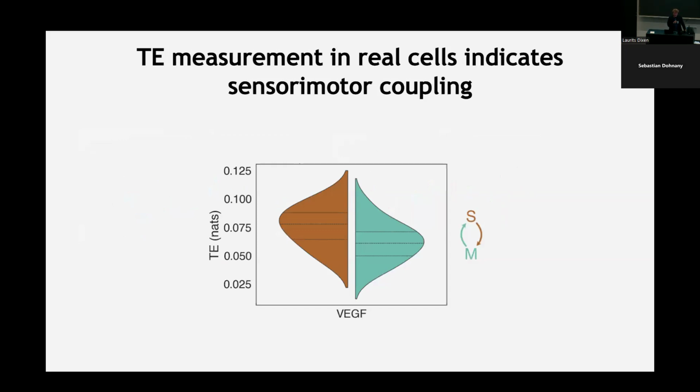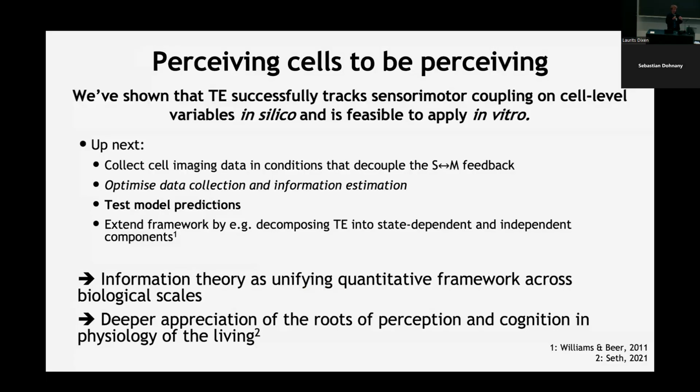And so we tried it. We tried to calculate transfer entropy in a small sample of cells, and we did actually find some significant result, which suggests that there is sensory motor coupling. But of course, it is a matter for the future to try the perturbations now, optimize some of the data collection we've been using, optimize some of the information theoretic measures we've been using, and I'm very open to any suggestions from you.